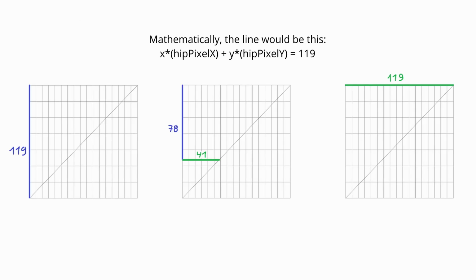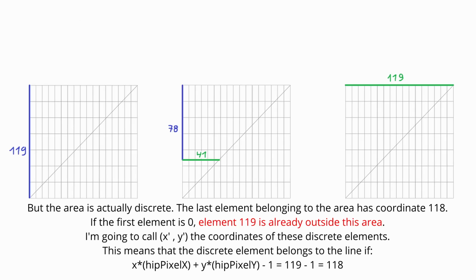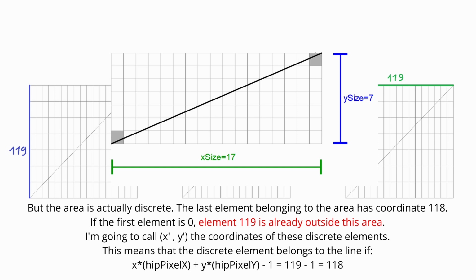At this point, we have to shift into discrete geometry. While the total number of elements is size x times size y, the coordinate of the last element that still belongs to the area is size x times size y minus 1. Size x and size y are the dimensions of the original area. In this example, size x equals 17 and size y equals 7.